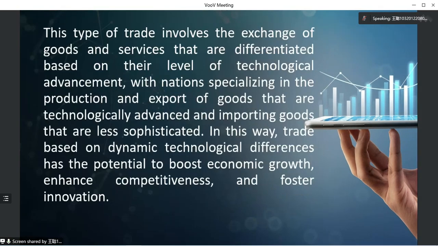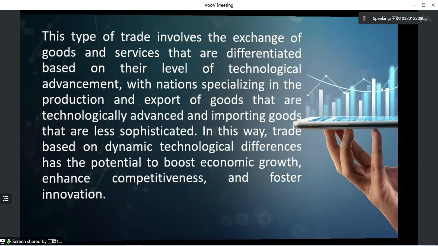This type of trade involves the exchange of goods and services that are differentiated based on their level of technological advancement, with nations specializing in the production and export of technologically advanced goods and importing goods that are less sophisticated. In this way, trade based on dynamic technological differences has the potential to boost economic growth, enhance competitiveness, and foster innovation.